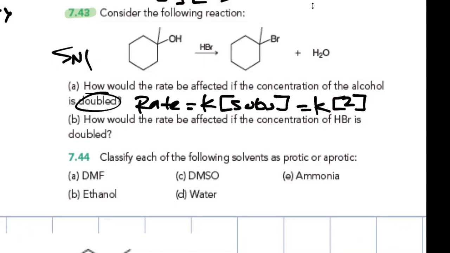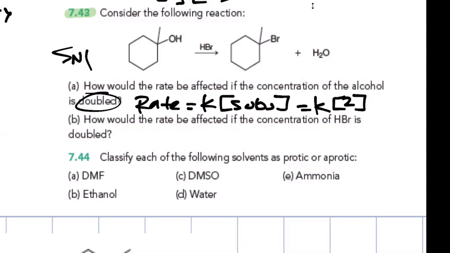What about B? What if I double the concentration of HBr? Look at the rate law before you answer though. Is HBr included in that rate law? Is the nucleophile included in the rate law? Even though that's not a nucleophile, it's a latent nucleophile.